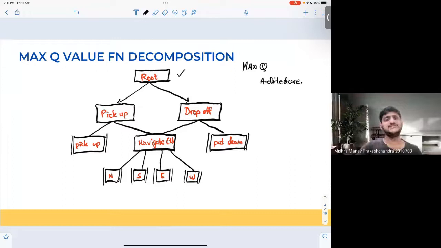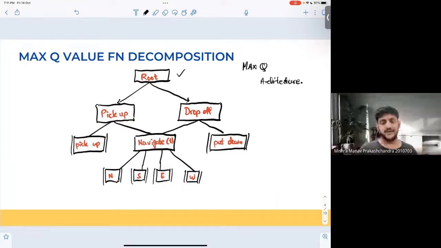The pickup subtask can also be broken down into a navigate subtask, wherein I move around in the grid world without interruption, and the other part is pickup. Pickup is a primitive action. If the initial conditions are met, the passenger is picked up and you continue navigating. These are the two subtasks present in the pickup sub-MDP.